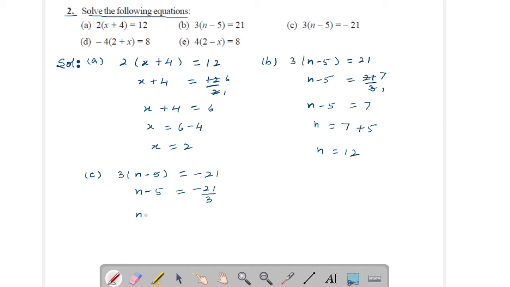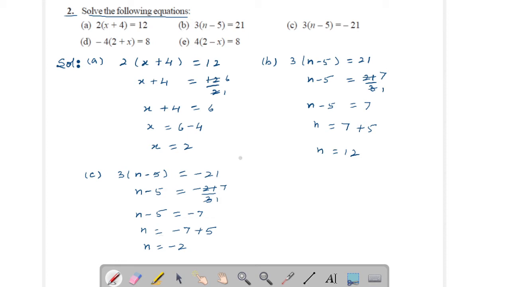or n minus 5 equal to, here simplify it, cancel the terms by 3. 3 1 ja, 3 7 ja. It will be minus 7. Here transpose 5 to right hand side, sign will be changed. That is n equal to minus 7. Here it is minus 5, it will become plus 5. Or n is equal to minus 7 plus 5, it is minus 2. N is equal to minus 2 is your answer.